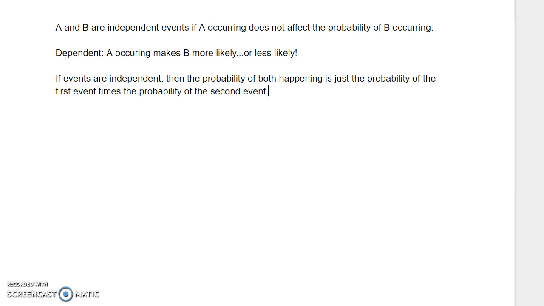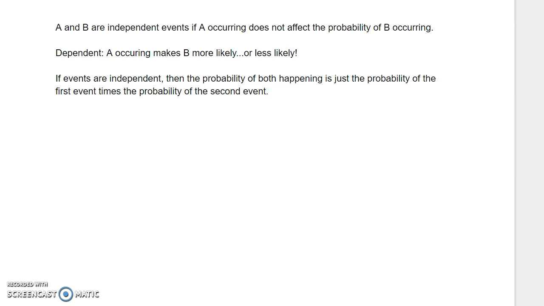Dependent events are events where one event's happening makes the other event more or less likely. So, for example, suppose event A is that it's cold, event B is that it's snowing. If it's cold, it's more likely to be snowing. Not guaranteed, just more likely. So we say that A in that situation, being cold, and B in this situation, snowing, are dependent events because one thing makes the other thing, in this case, more likely.